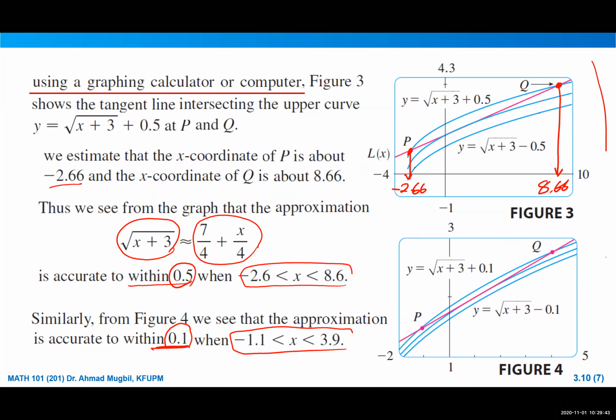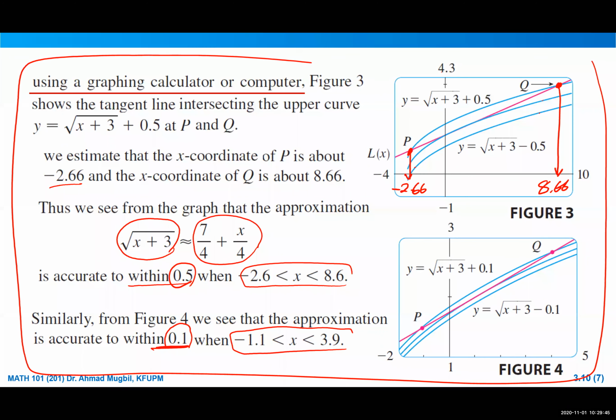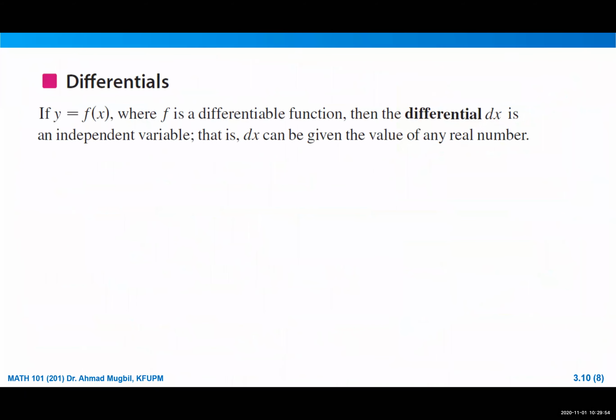Again, ya shabab, this is of course not included in the exams, and we will not ask you to use a graphing calculator. If you have a question like this, you will be able to do it manually without any help of calculators.